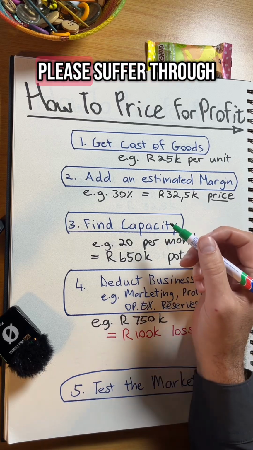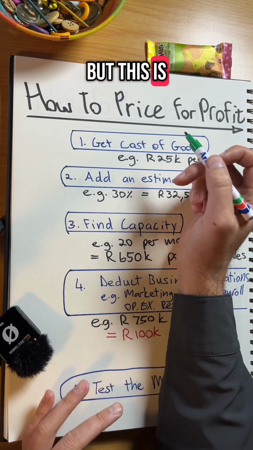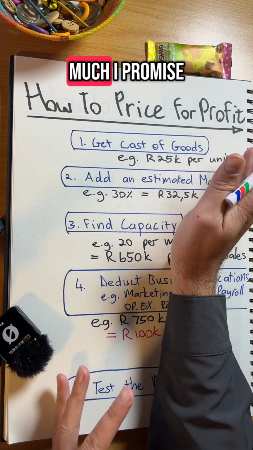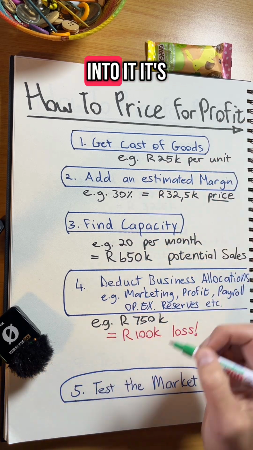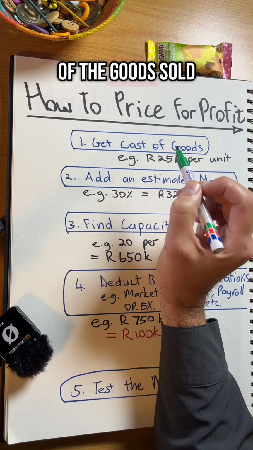Please, please, please suffer through this video. I promise it's not going to be heart-wrenching, but this is going to show you how to price for profit. And it's slightly complicated, but not that much, I promise. So let's get into it. It's only 5 steps. Firstly, get the cost of the goods sold.